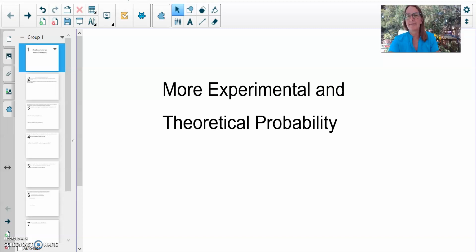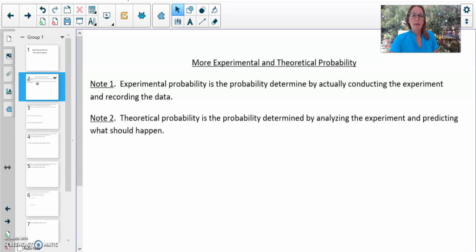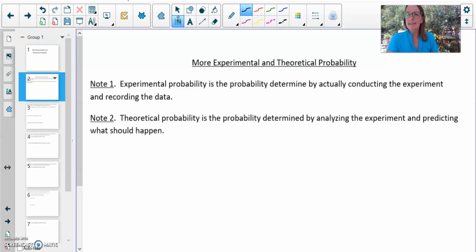Hi everyone, in this video we're going to be looking at more experimental and theoretical probability. So remember, experimental probability is the probability determined by actually conducting the experiment and recording the data. Theoretical probability is the probability determined by analyzing the experiment and predicting what should happen. So there's theoretical and experimental. Experimental is based on the experiment. Theoretical is what you expect to happen.